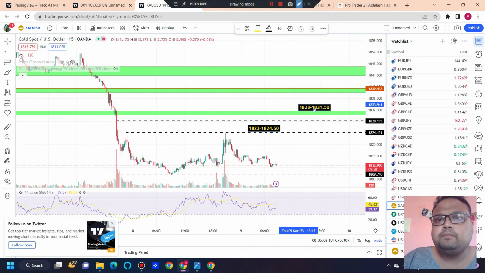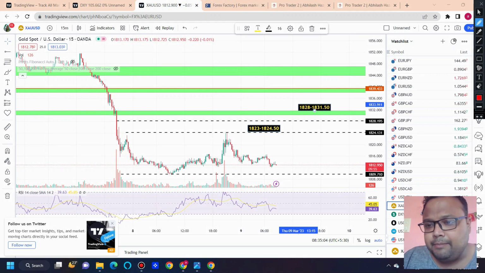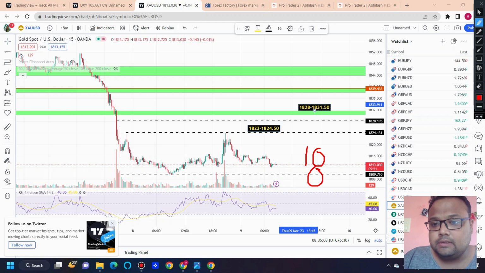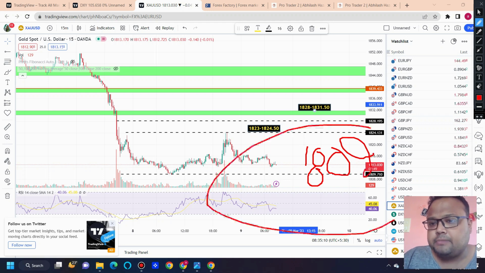On the other hand, we do not have any immediate support. As already discussed, the support of 1809 is there. If the market goes down, then yes, you can expect the market to take some support. If not a complete trend reversal, you can expect a move of at least 30-35 pips.